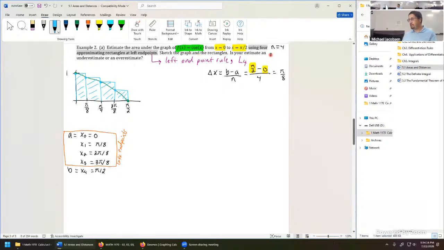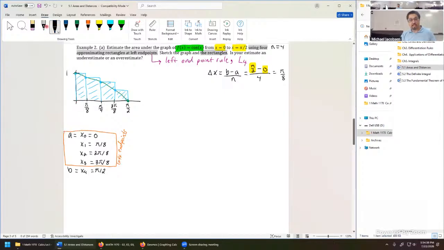It's going to ask us if our estimate is an underestimate or an overestimate. You can answer that at the end of the problem, but we can see right away it's going to be an overestimate because every one of these rectangles includes a portion of area above the curve in green. So we'll make sure we say overestimate again on this one.